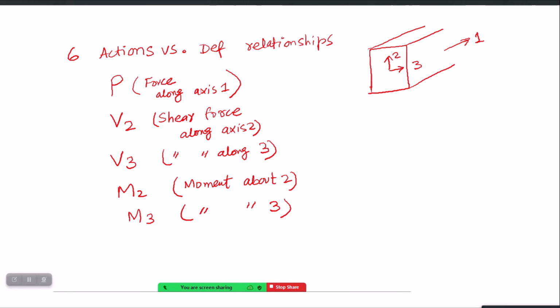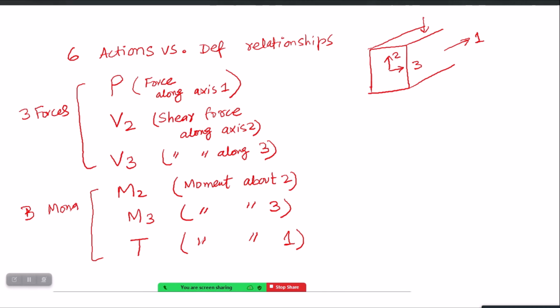If this beam is subjected to, for example, gravity load like this, then the primary bending moment will be M3 caused by that gravity load, and the major shear force will be V2 for that gravity load. And last thing is the torsion. You can say it is the moment about axis 1, moment about the longitudinal axis. So three forces and three moments. These are the total 6 actions which your frame element may be subjected to.